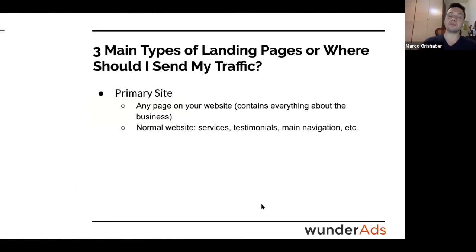Okay. When we look at websites, we basically have three different types. We have what we call a primary site, that could be a normal homepage, for example, or any page on your website. It contains everything about the business. So a normal website contains services, testimonials, a main navigation, and whatnot. In other words, it's very broad. You have many links as well, many chances. It's not very targeted. It shows a bunch of options for visitors to select.